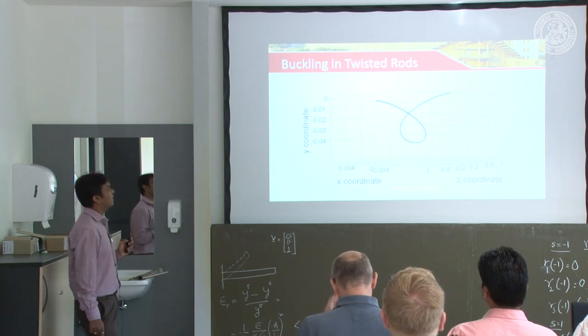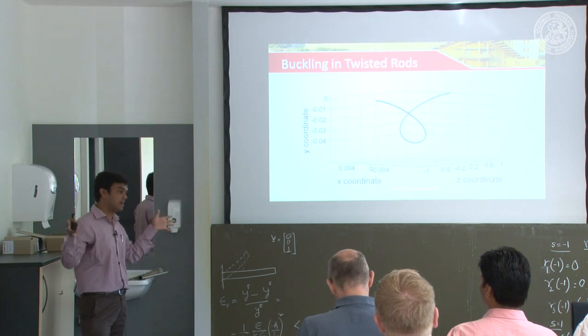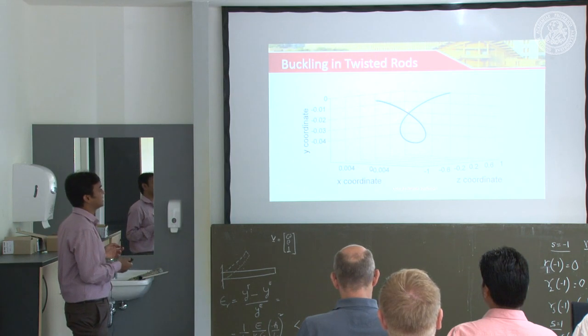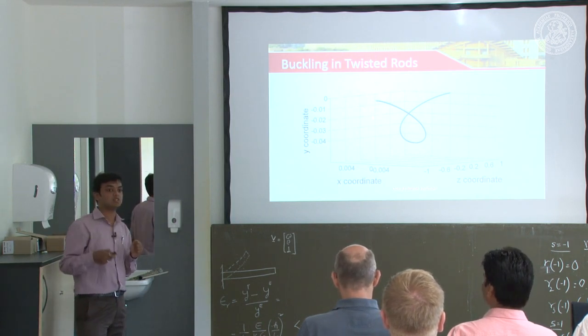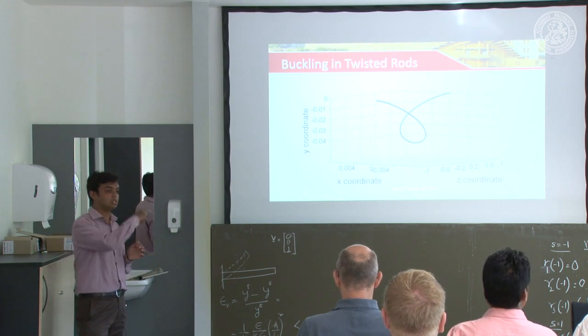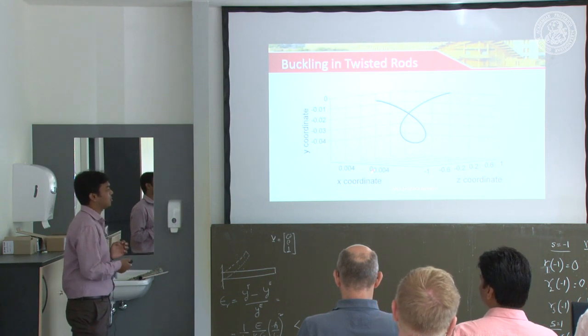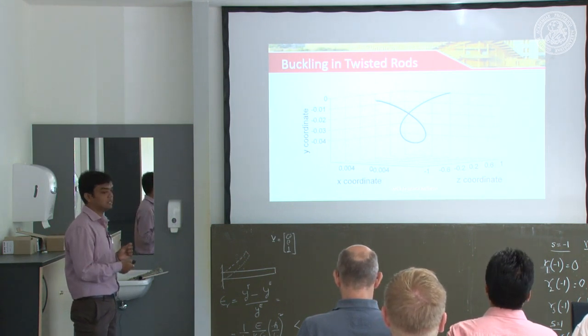Next we see the buckling in the twisted rod. So if I twist my rod and then try to compress it, then the configuration which I'll get is this. Now the buckled solution is no more planar. Earlier it was a planar solution, that's the Euler buckling mode. But now you will get an out of plane solution.